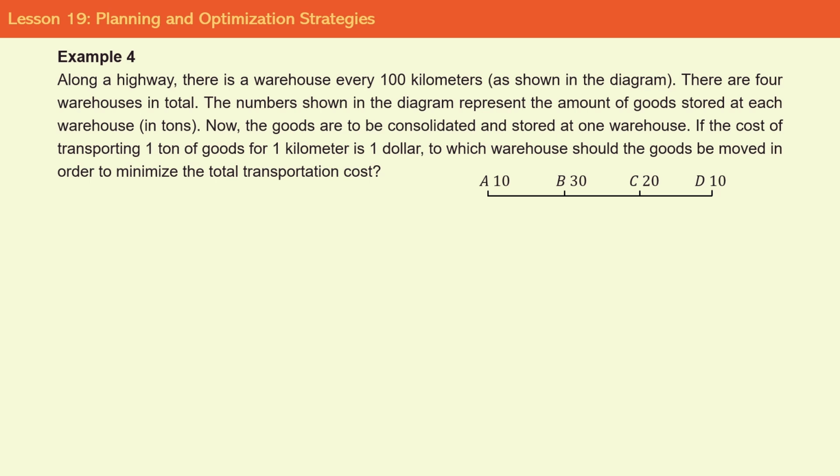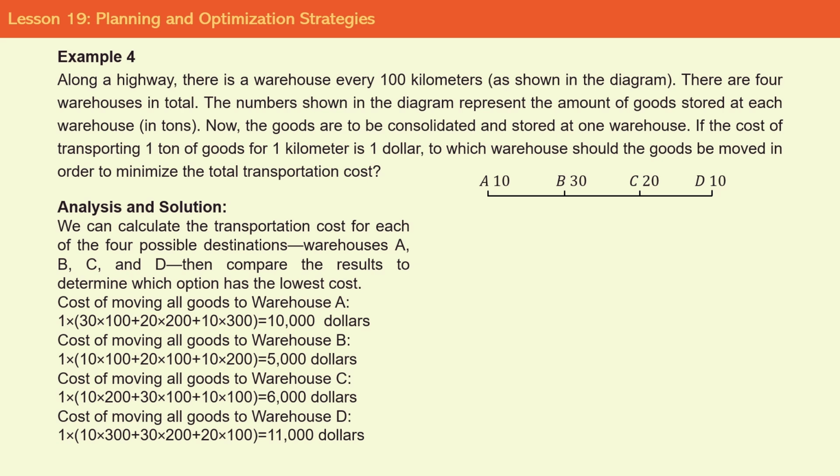Example 4. Along a highway, there is a warehouse every 100 km, as shown in the diagram. There are 4 warehouses in total. The numbers shown in the diagram represent the amount of goods stored at each warehouse in tons. Now, the goods are to be consolidated and stored at one warehouse. If the cost of transporting 1 ton of goods for 1 kilometer is $1, to which warehouse should the goods be moved in order to minimize the total transportation cost?